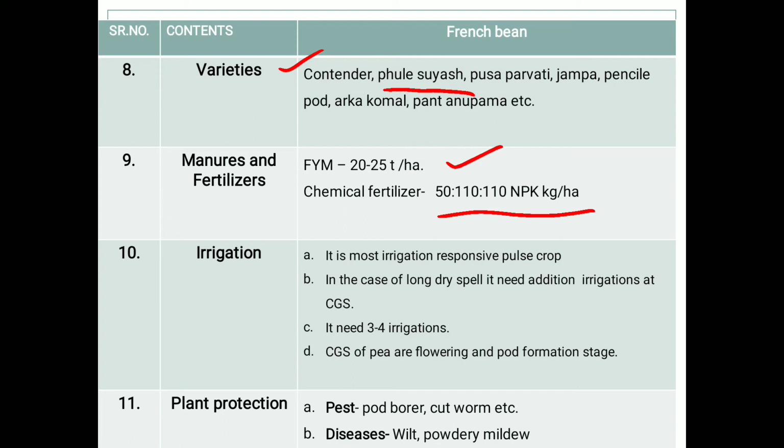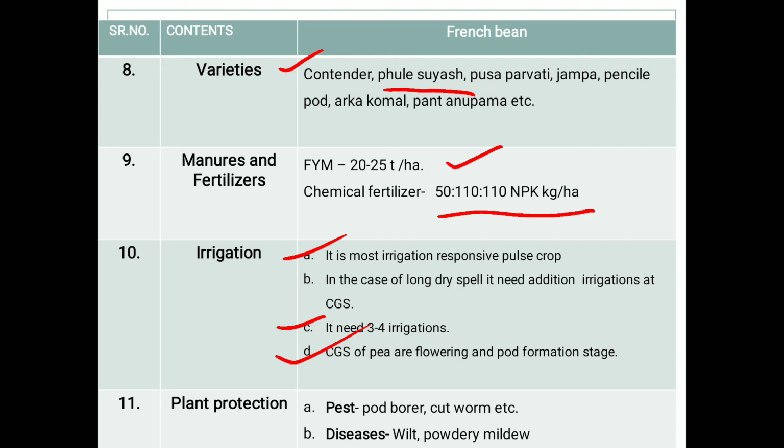Then the irrigation requirement. It is the most irrigation responsive pulse crop. In case of a long dry spell, it needs additional irrigation at critical growth stages. It needs nearly 3 to 4 irrigations. And the critical growth stages of pea, French bean and other pulse crops are the flowering and pod formation stages.